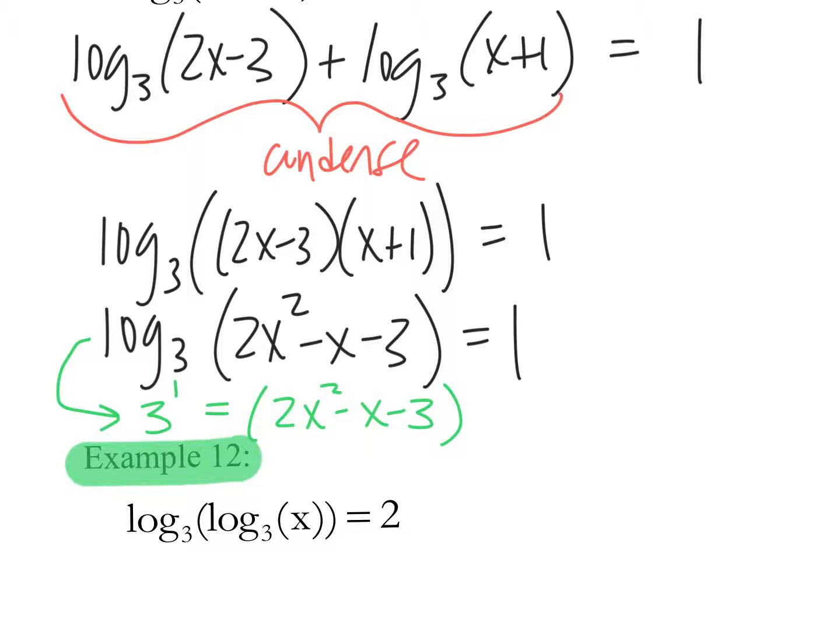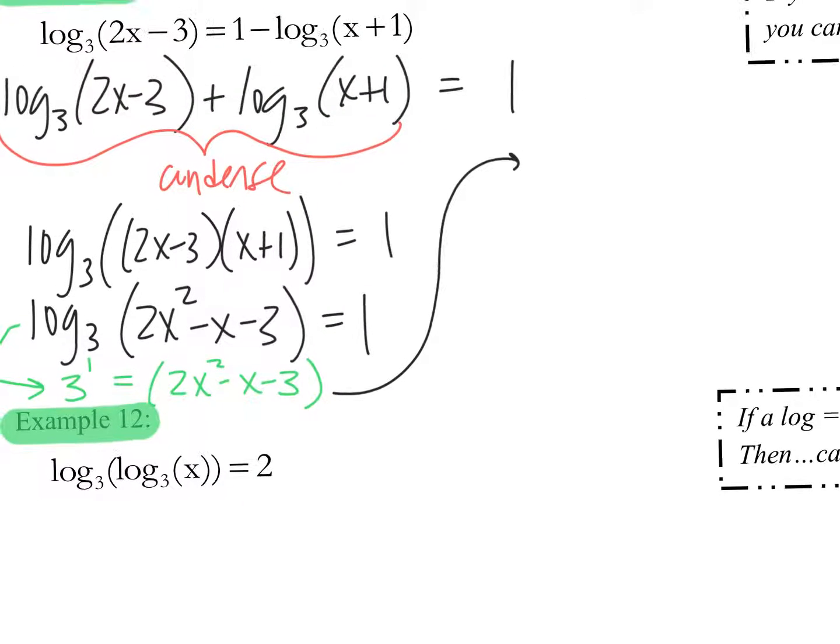And now there's no log in this problem. Whenever you do that translation, whenever it's log equals number, let's try and do that translation, because then the log goes away completely and we can just solve like this normal equation. I'm going to move up here so I have a little bit more room. That means that 3 equals 2x squared minus x minus 3. Let's make it equal to 0 so that we can factor it.